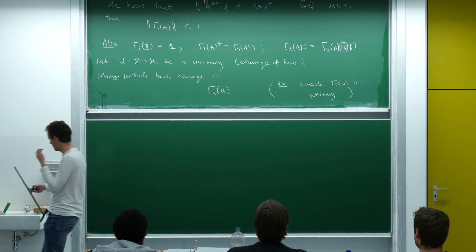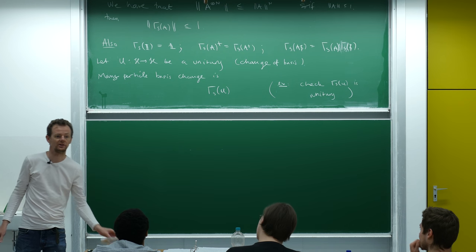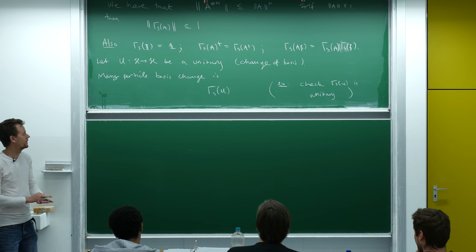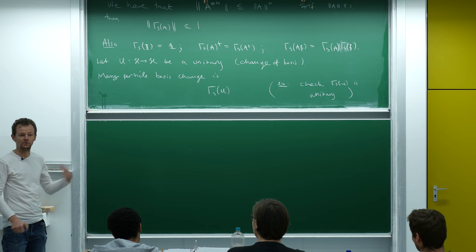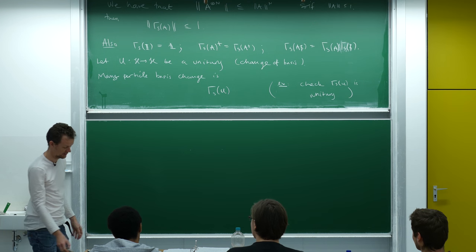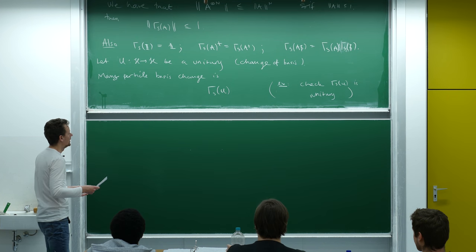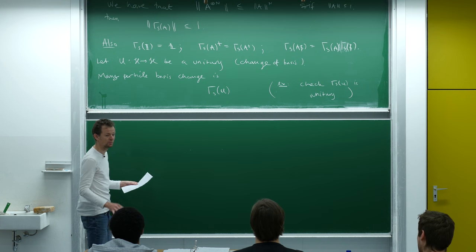With this definition, we've managed to find a way to produce very many unitary changes of basis all at once. Every single unitary operation on a single particle space now leads via this gamma S object to a unitary transformation on the many particle space. It's a very powerful tool to produce unitary changes of basis from a smaller set.